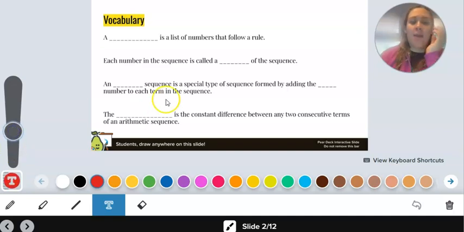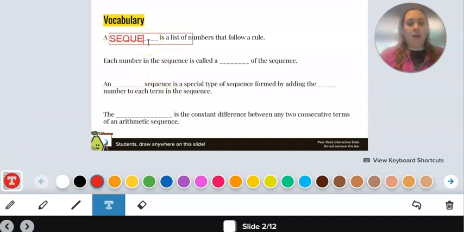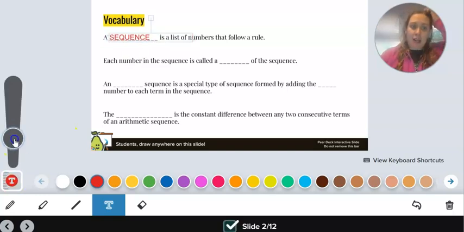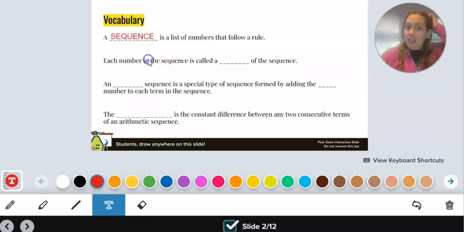And we're going to fill in some vocabulary. What we're talking about this week and then the week after break are sequences. A sequence is a list of numbers that follow a rule, right? The sequence that we're looking at this week is going to be following a linear pattern. Each number in the sequence is called a term. So we have the first term, the second term, the third term, the 100th term, all of these numbers in a sequence.